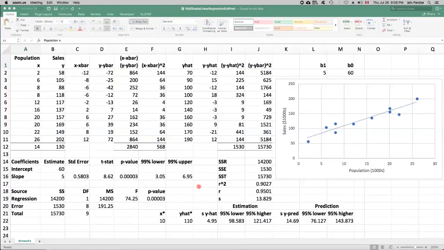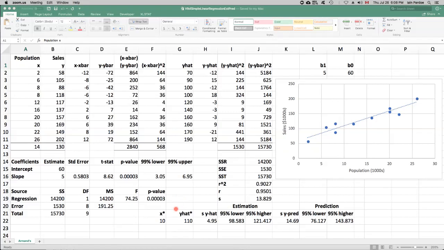In this video, I'm going to talk about estimation and prediction for the simple linear regression model. We're going to use the same example we used before with pizza restaurants. We've fit the model and we've done a hypothesis test for the slope. Now we're in a position where we want to use the model to estimate or predict. And there's a difference between those two things. So let's talk about estimation first.